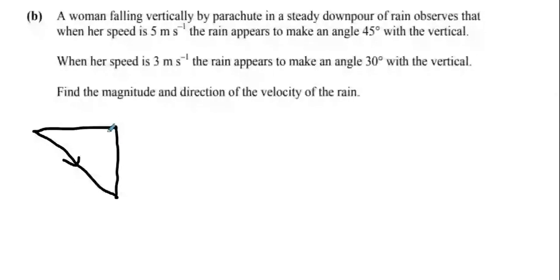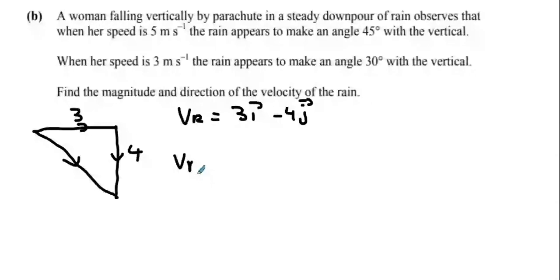Now, for argument's sake, let's say that it goes 3 meters per second to the right, 4 meters per second down every second. So velocity of the rain is simply 3i minus 4j. Just making up these numbers at the moment. Now remember, the woman is reporting on the rain's velocity. So it's the velocity of the rain, how it appears to the woman, which is Vr minus Vw. The next thing to remember is it makes an angle of 45 degrees with the vertical.